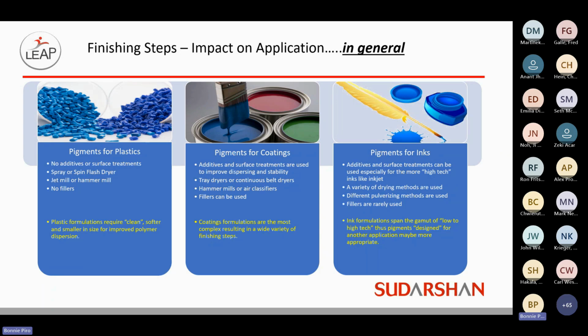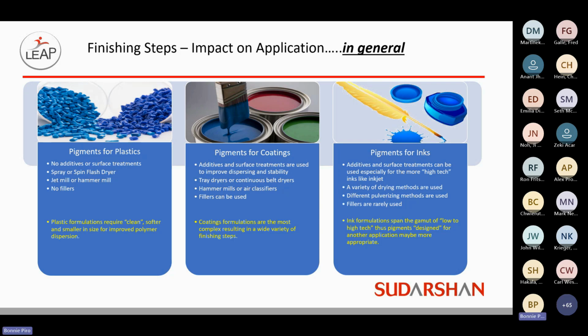However, some generalities with respect to application areas in pigments. In plastics applications, because the residence time of the dispersion process is very short, we need to make sure that the pigment particle itself is, I call it, as clean as possible in terms of additives and things like that. It needs to be as soft as it can be and as small as it can be, so that the polymer dispersion process is optimized as best as we can make it.